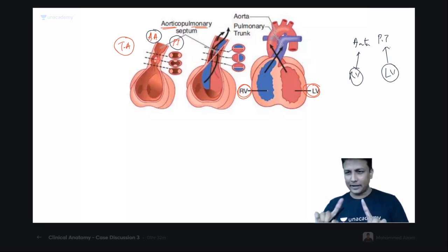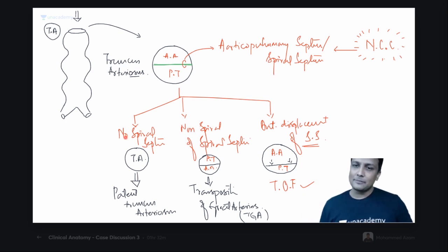Why is the name kept as spiral? It is going to spiral, take a turn. And because of that only, aorta will come from the left ventricle and the pulmonary trunk will be coming from the right ventricle, guys. Then, what are the problems here right now? The spiral septum will be normally derived from where? Neural crest. Till here, the anatomy is done. Anatomy is done here very clearly.